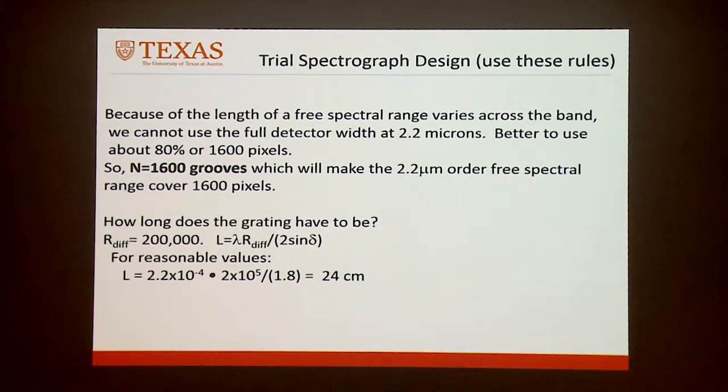So this sine delta is then the angle of incidence on the grating. And so when you put in the numbers, the wavelength, 2.2 microns, I'm doing this in centimeters, is 2.2 by 10 to the minus 4. The resolving power is 200,000, and then sine delta, the best you can get is about 0.9, so this number is 1.8. When you put those all in, your grating has to be 24 centimeters long. Well, that's not too bad. 24 centimeters is a decent-sized grating, you can go to the store and buy one.